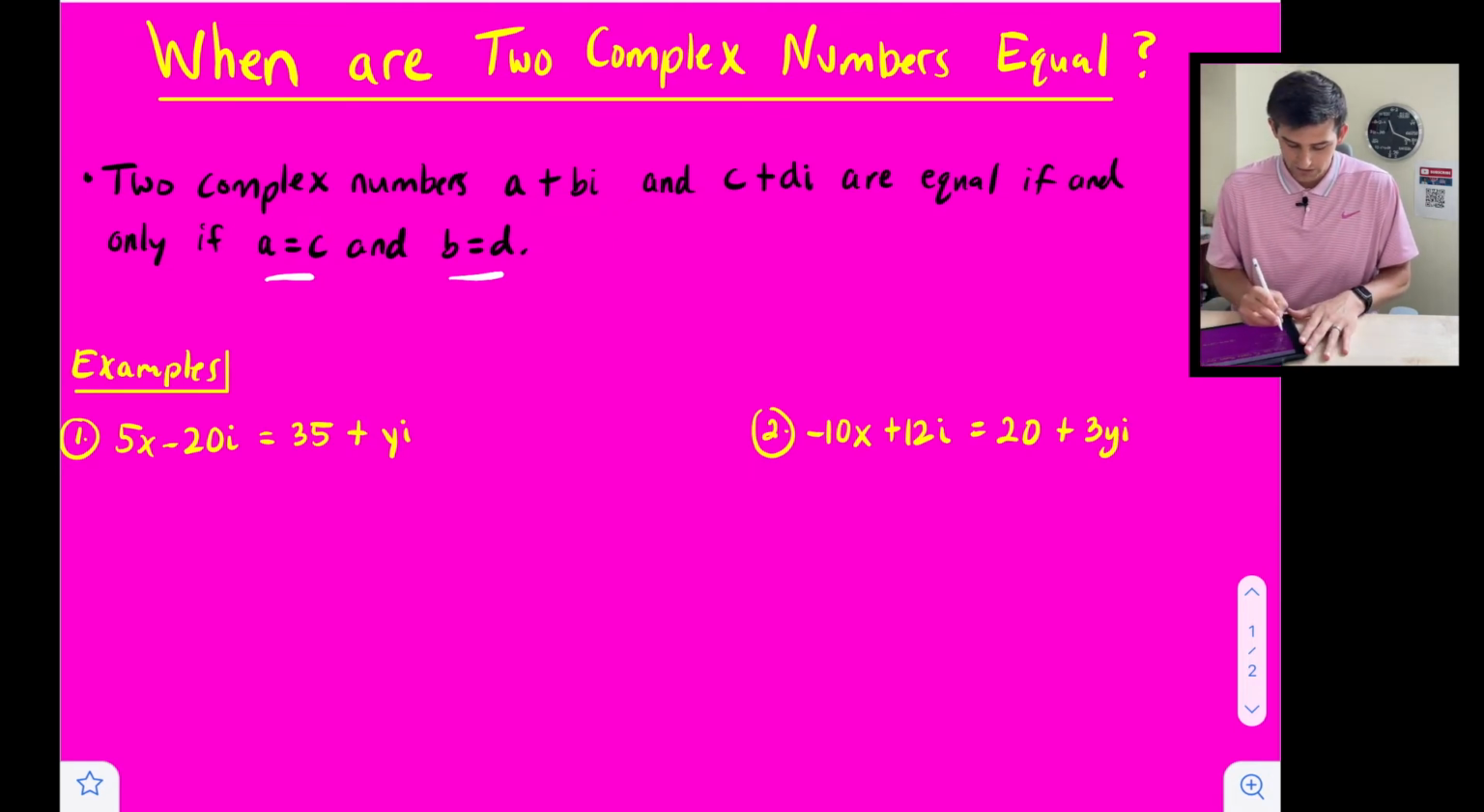Okay, and we're going to solve for x and we're going to solve for y. So if we look at our first example here, we have 5x and we have a 35, right? So we could say 5x equals 35. We're going to divide both sides by 5 and we get x is equal to 7.